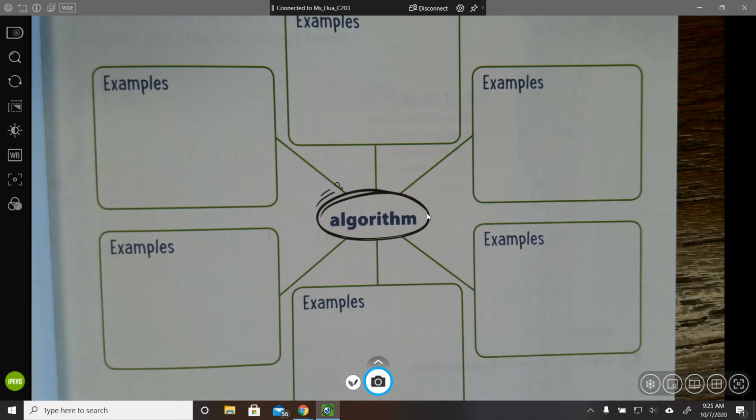All right, today we are going to look at the concept of adding using algorithm, different ways of adding. This is on page 51.